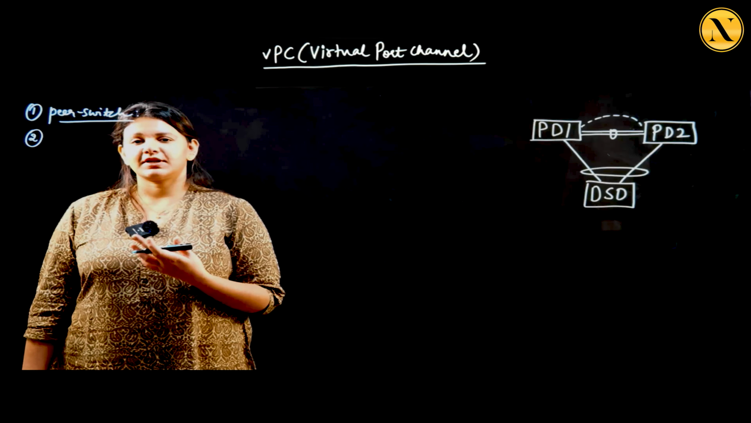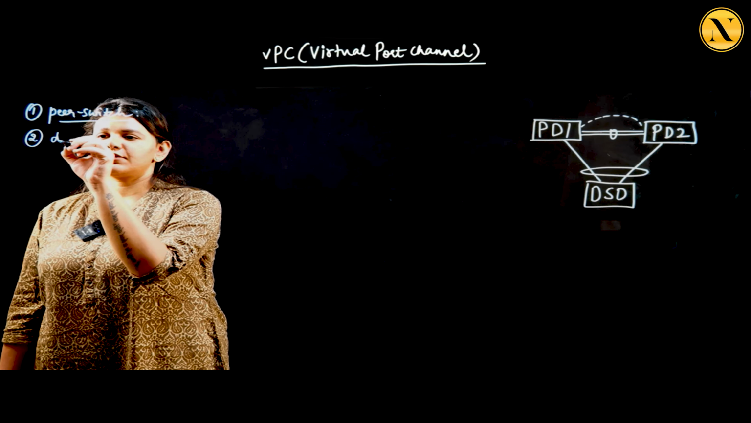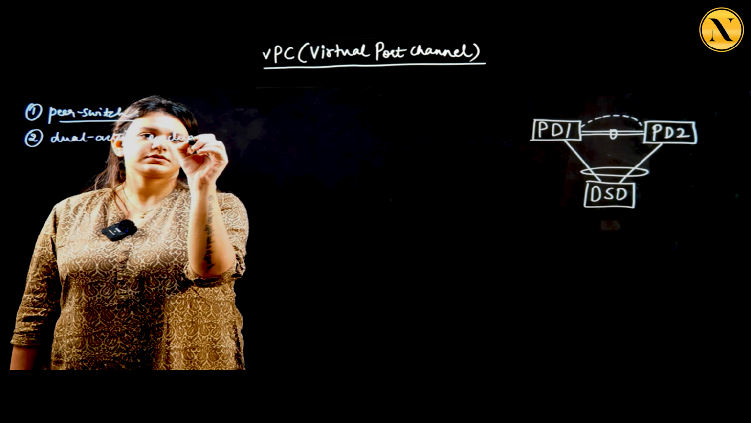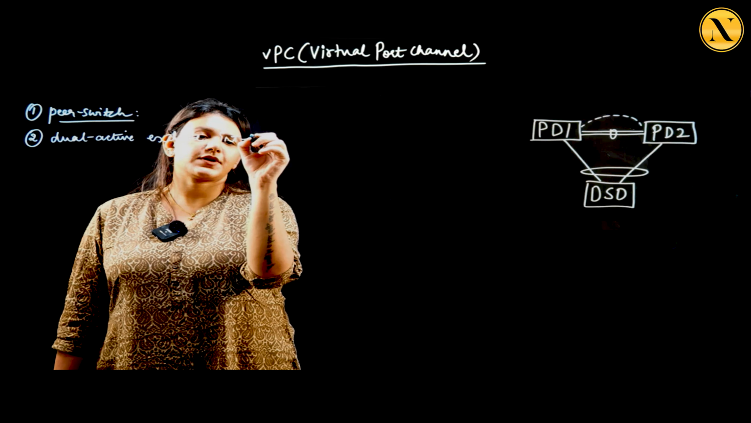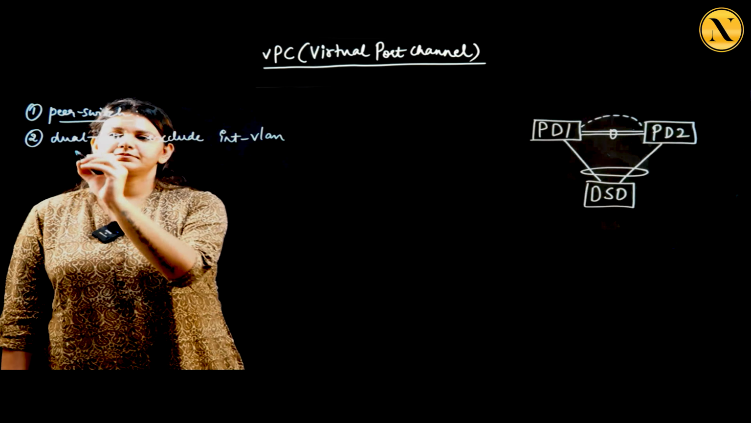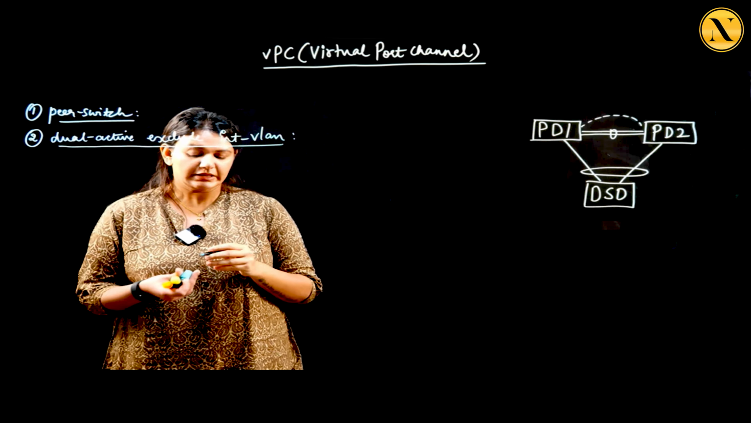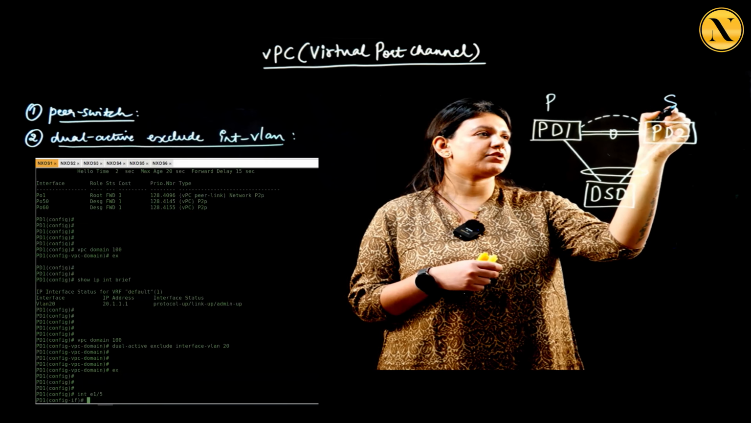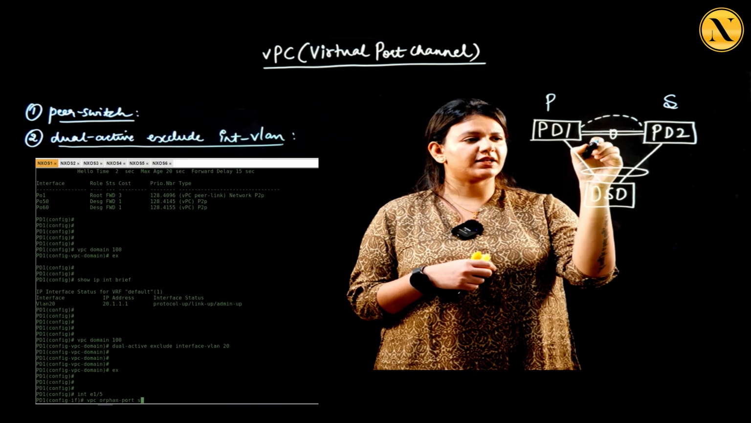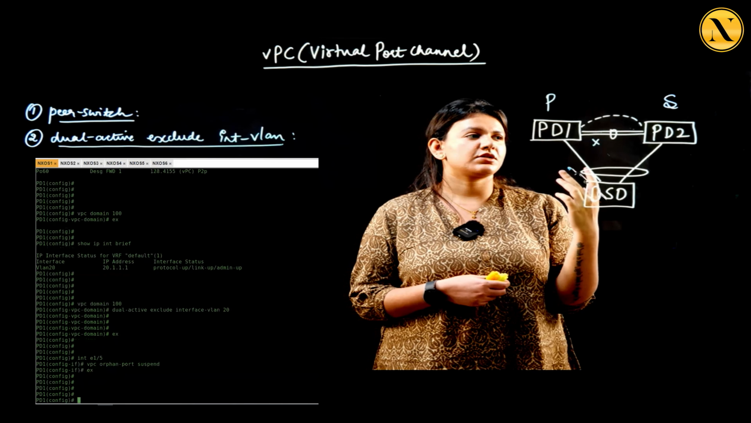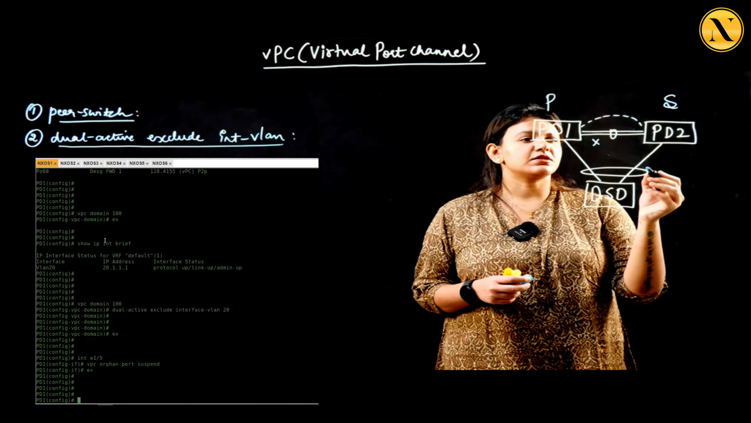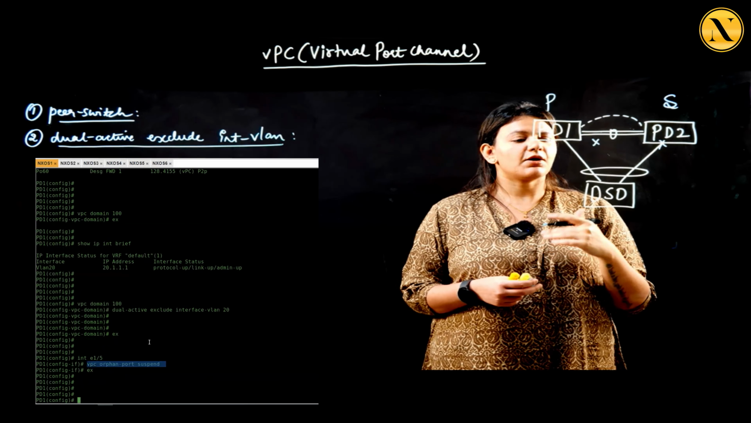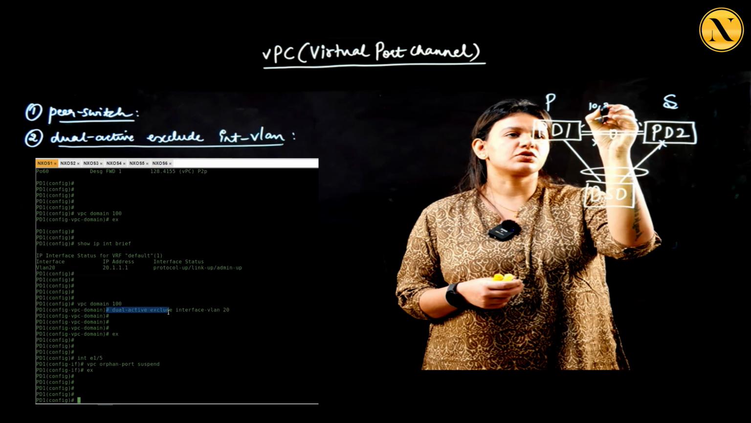So the second feature that we are going to be discussing is dual active exclude interface VLAN. Now, what is this? Let's say this is the primary, this is secondary. If the peer link fails, as we've discussed earlier during the failure scenarios, secondary will put its member ports into suspension state. Now, apart from that, a couple of other things also take place.